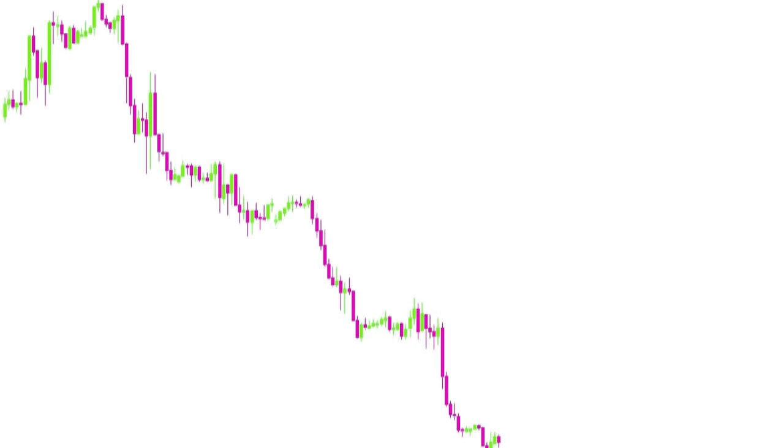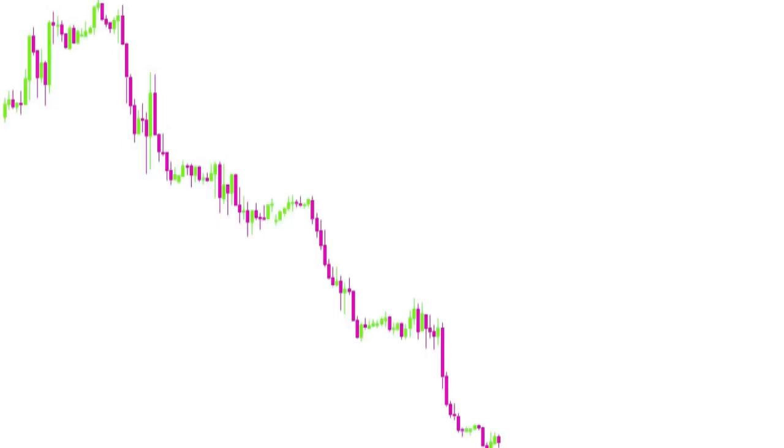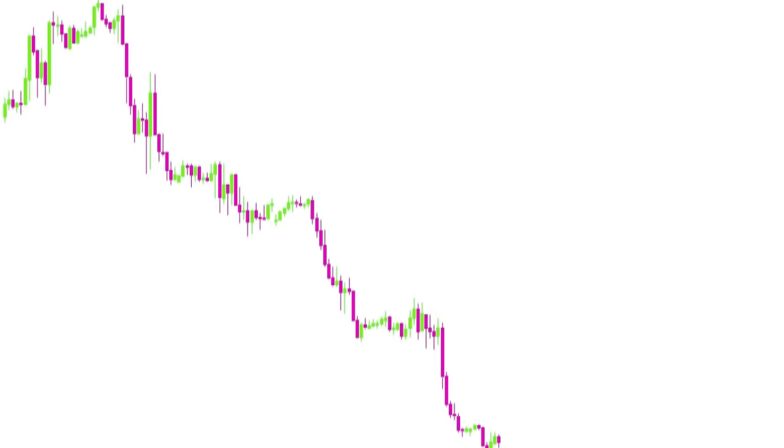Now a question might arise in your mind: why should we use the Fibonacci levels in the market for taking entries or exits? The reason is that by using the Fibonacci levels, we can know the areas at which the corrective move would end and an impulsive move would start. Basically, the Fibonacci levels help us in knowing the areas at which the pullback would end and an impulsive move would begin, which would help us in getting a profitable trade. We can get a nice risk to reward ratio if we enter from these Fibonacci level points in the market.